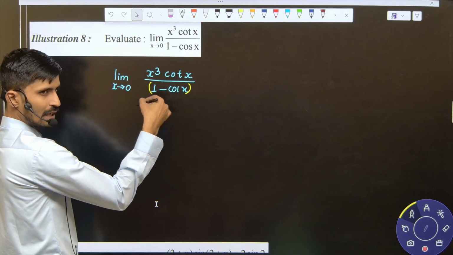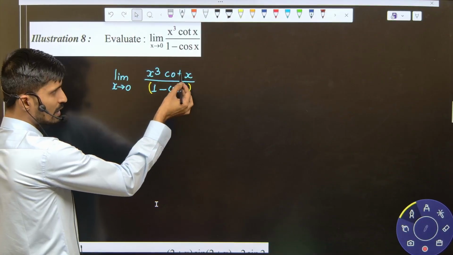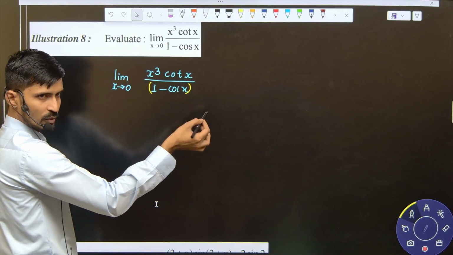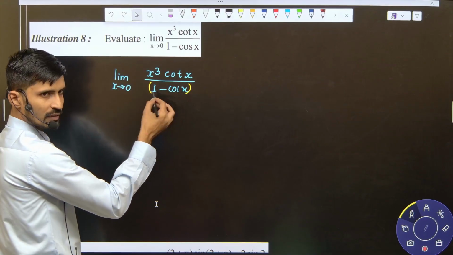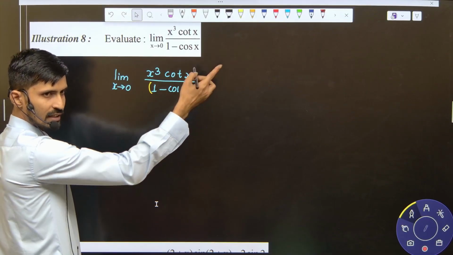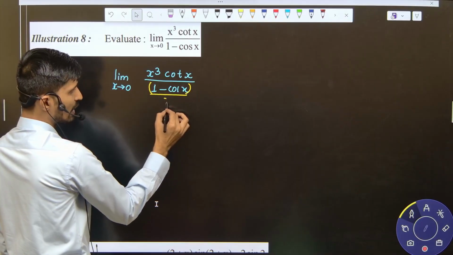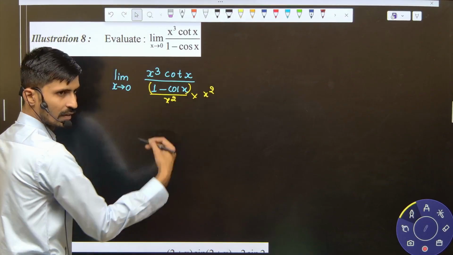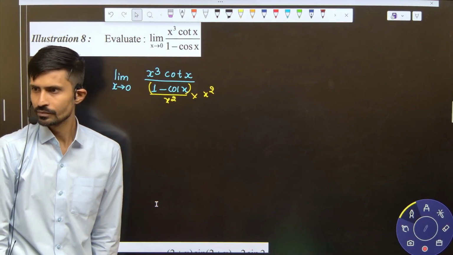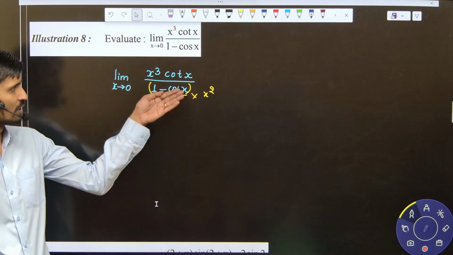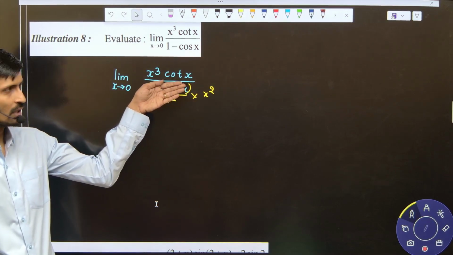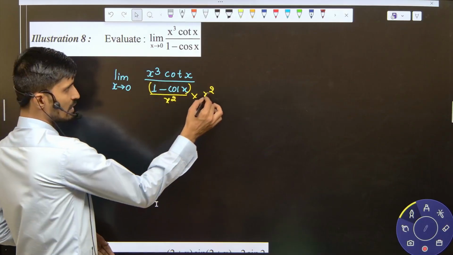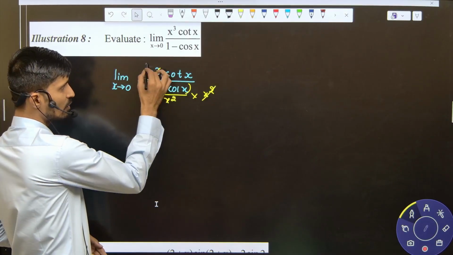This is trigonometry. I will apply the trigonometric limit. Cot is there. It means the cot name I need to change into tan. 1 minus cos is there. Very good sign. 1 minus cos is directly related with the formula. So 1 minus cos requires x square for using the formula. So multiply and divide by x square. So this part is over. Now only that part is left. This x square will get cancelled with this x cube. Only x will be left.